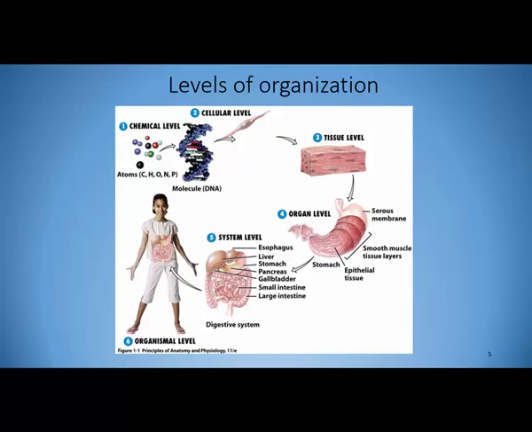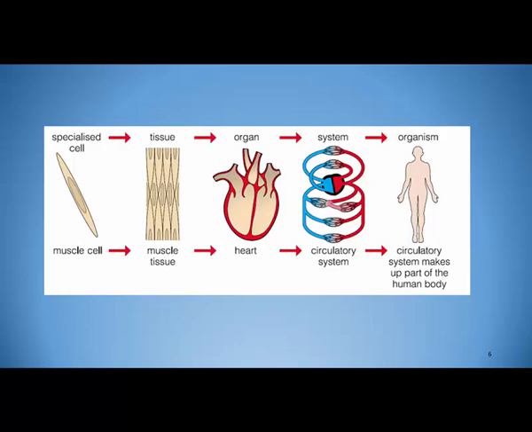Humans have 11, but other simpler organisms may only have a few, like nematodes don't have an endocrine system but do have digestive systems. Here's just another image I found on Google that depicts the level of organization seen in the human body. Cells to tissues to organs to systems to organisms.